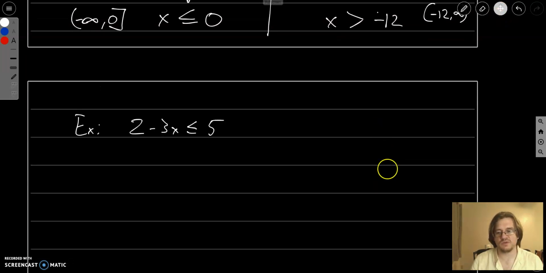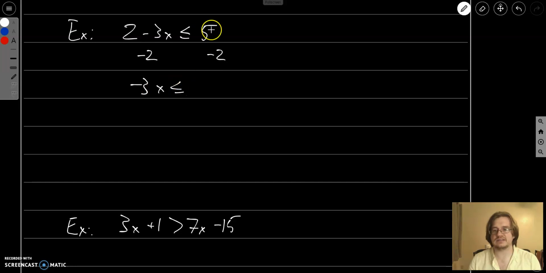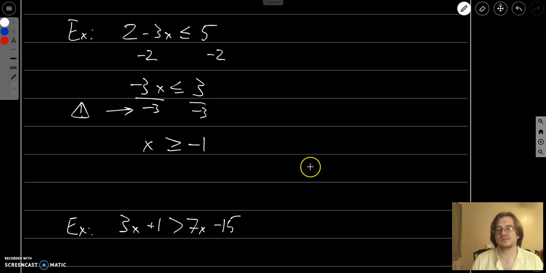So let's work through some examples where we have to do multiple steps. So here we've got 2 minus 3x is less than or equal to 5. Maybe I see, okay, I've got the x there, I want to get it by itself. So I'm going to subtract 2 from both sides to get rid of that. So we'll have negative 3x is less than or equal to 5 minus 2, which is 3. And now I've got a negative 3 there, so we'll divide by negative 3. And remember, negative sign, I have to flip the inequality. This is going to be x is greater than or equal to 1.